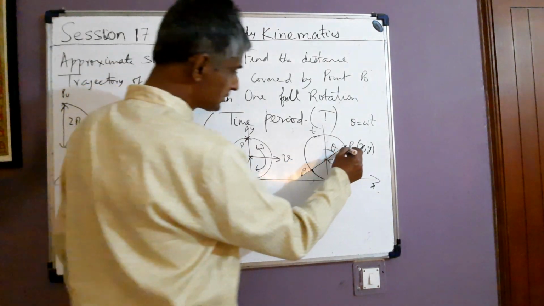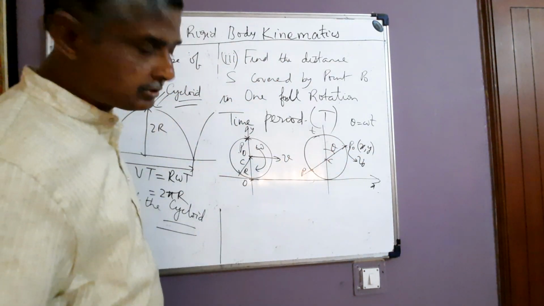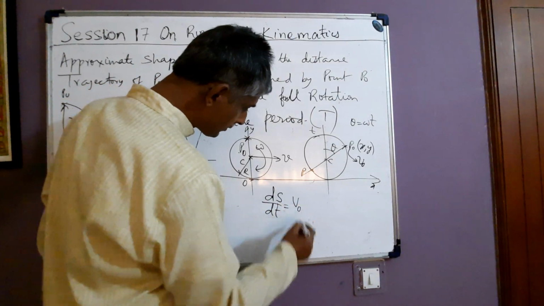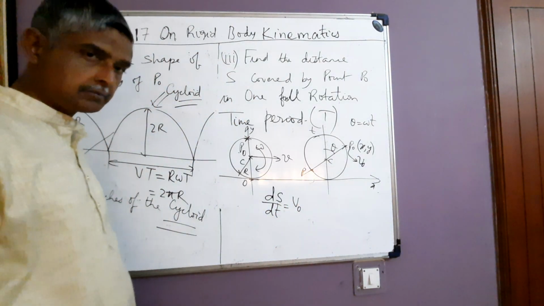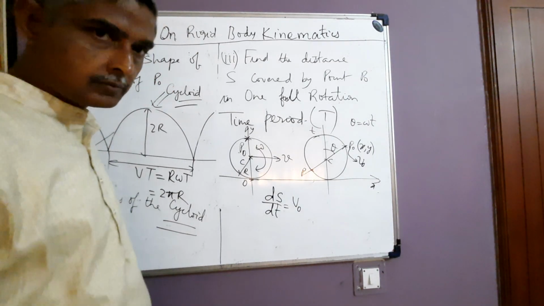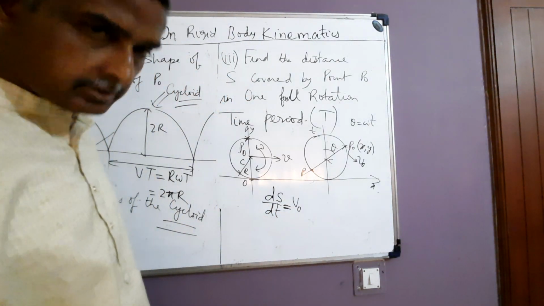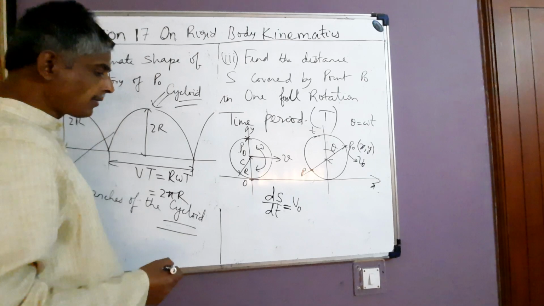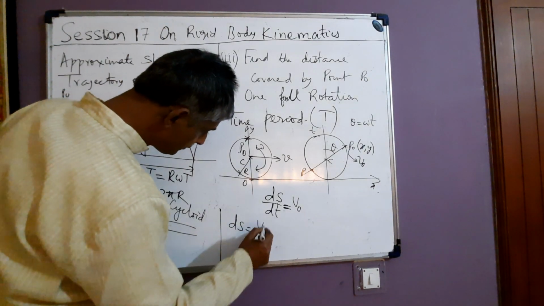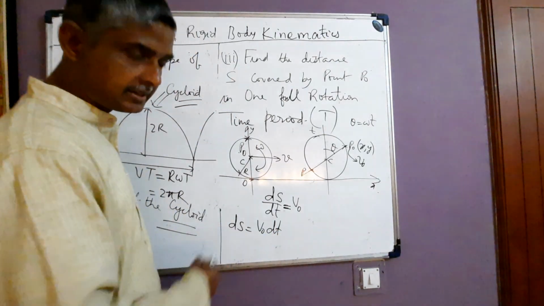Now let the speed of point P naught at time t be V naught. We know that speed is equal to ds by dt, so V naught is equal to ds by dt. So ds is equal to V naught dt, where ds is the distance covered by point P naught in time dt seconds.